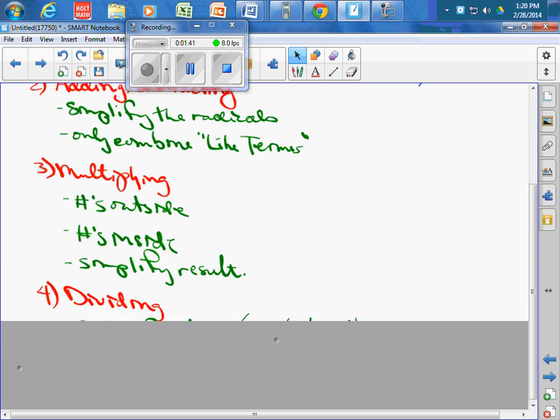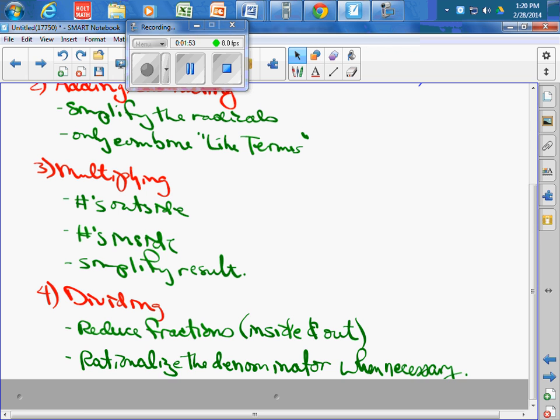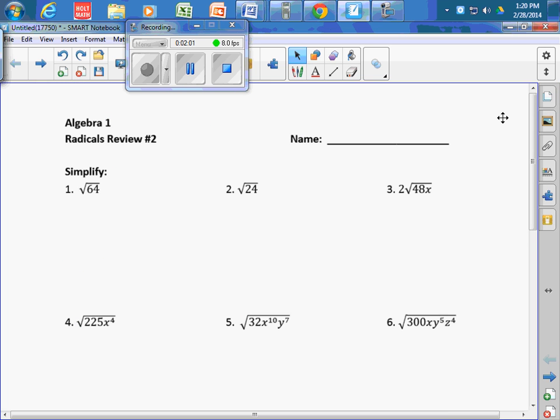When you are dividing, reduce your fractions first. Anything that's outside the radical signs, reduce them. Anything that's inside the radicals, reduce them. Reduce those fractions. And then when necessary, rationalize the denominator. So let's go back to our practice test and see how we can do this.